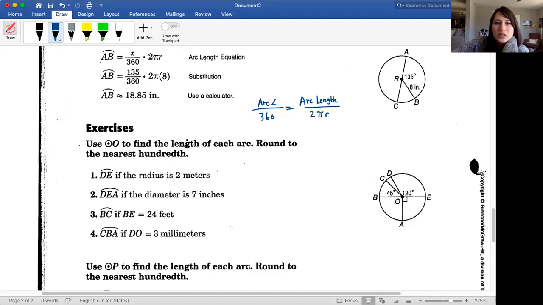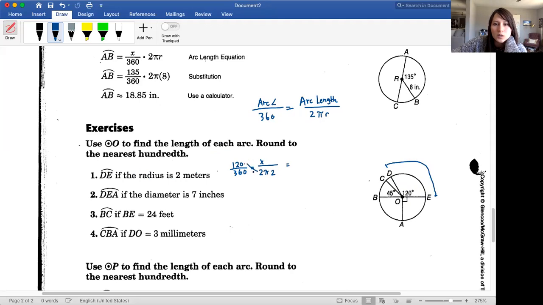So we're going to find the length of all these arcs here, rounding to the nearest hundredth. So DE, that's this, DE. We're looking for the distance of DE, basically from D to E. What would that be? The angle of DOE right here is 120. So basically 120 over 360 equals x over 2 times pi times the radius, which is 2.